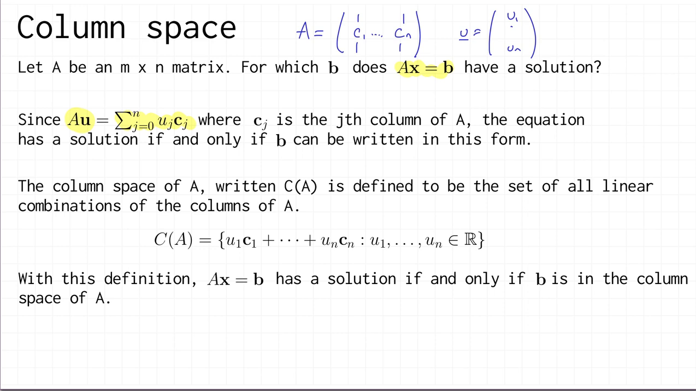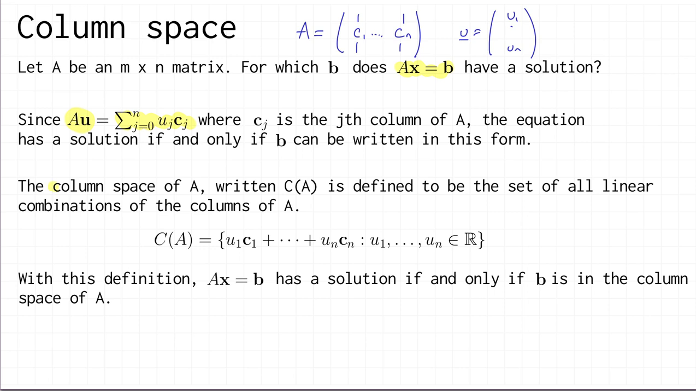So every vector which we can write as A times u is equal to a linear combination of the columns of A. So the only values of B for which there would be a solution are those values of B which are linear combinations of the columns of A. So that means that this set of linear combinations of the columns is special, it's important to us. So we're going to give it a name.